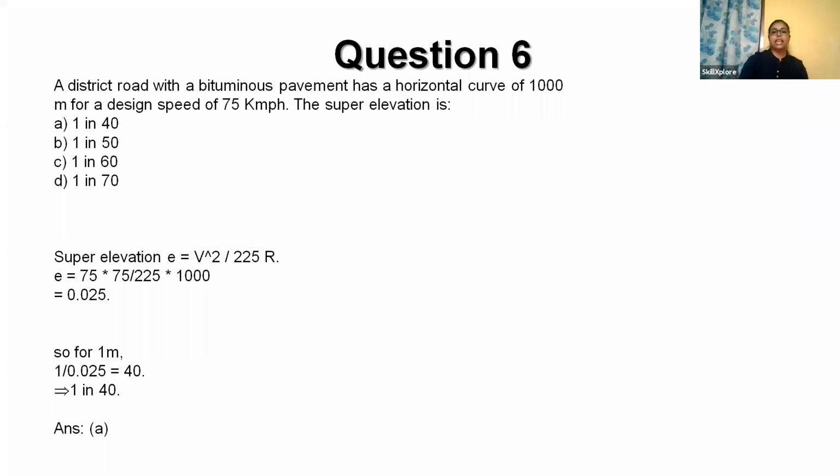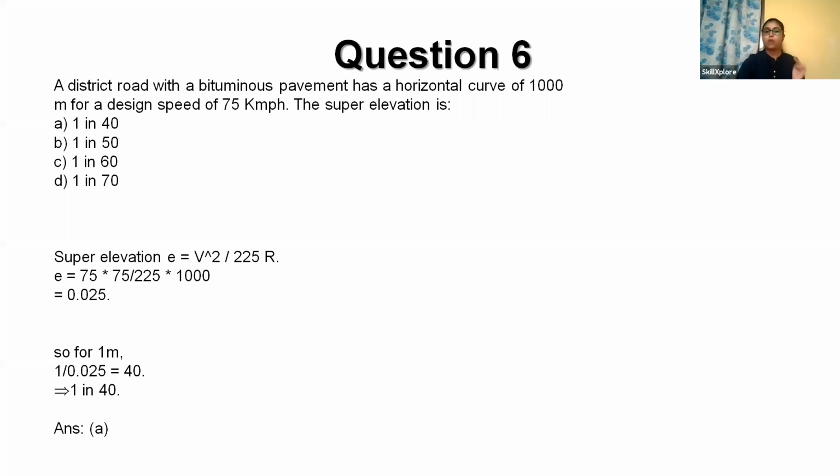The super elevation e is equal to V square divided by 225 times R. We can just substitute the values. V is the design speed. Here V is given as 75 kilometers per hour. Substitute the value for V. Then R is given as the horizontal curve radius. It is given as 1000 meters. So just substitute the value. 75 into 75 divided by 225 into 1000.